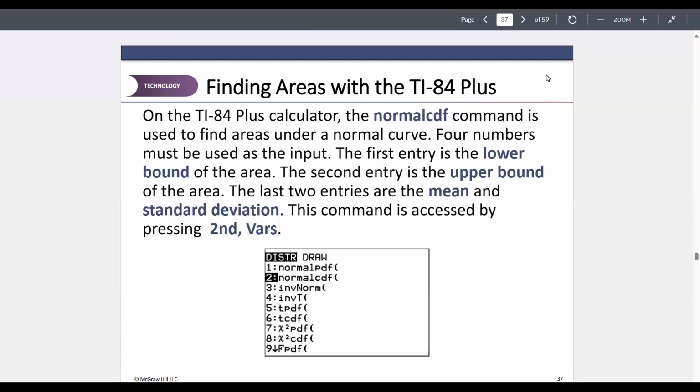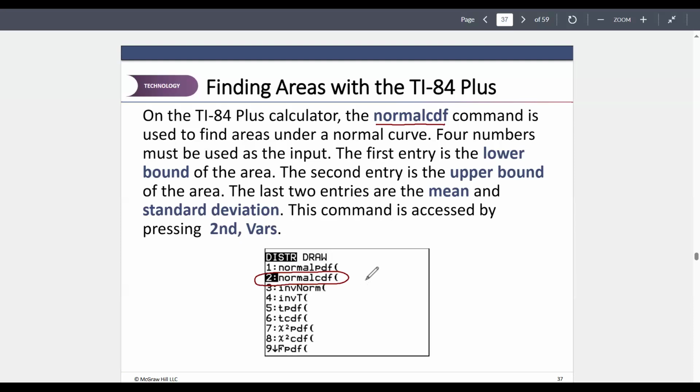So now we're going to move on to the TI-84 Plus. We're going to be using a feature on here we haven't used before, which is a part of our TI-84 that deals with just distributions. What we're going to deal with is this command, which is for normal distributions, so it's to find the area under a normal curve. This is going to be number 2, because you're going to see 2 of them here. There's normal PDF and there's normal CDF.